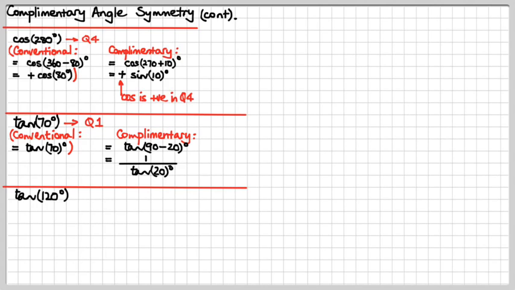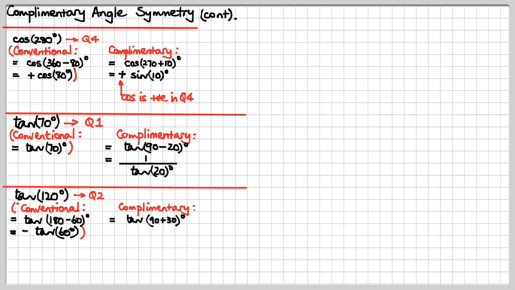What's this one? Tan of 120. Okay, conventional, quadrant 2. That's 60 degrees short of 180, so it's 180 minus 60, which in quadrant 2, because tan is negative in quadrant 2, will be minus tan 60. What's tan of 60? It's root 3, isn't it? I didn't write it down, but it is. So that would be minus root 3. Now, complementary, tan of 120 would be tan of 90 plus 30, which would be minus 1 over tan 30, because tan is negative in quadrant 2.